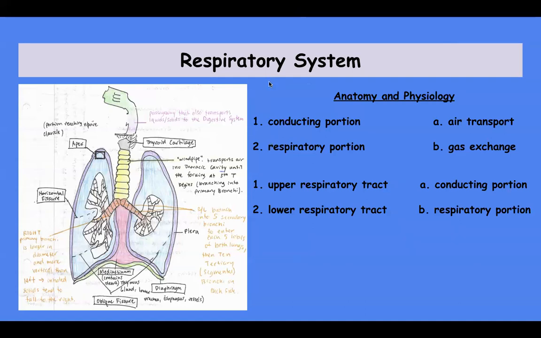So match the, and we're just focusing on the first two right now. The bottom where it says upper respiratory tract, we'll get to that in a moment. But for right now, let's label the portion with its function. Give you guys about a minute and we will go over the answer.